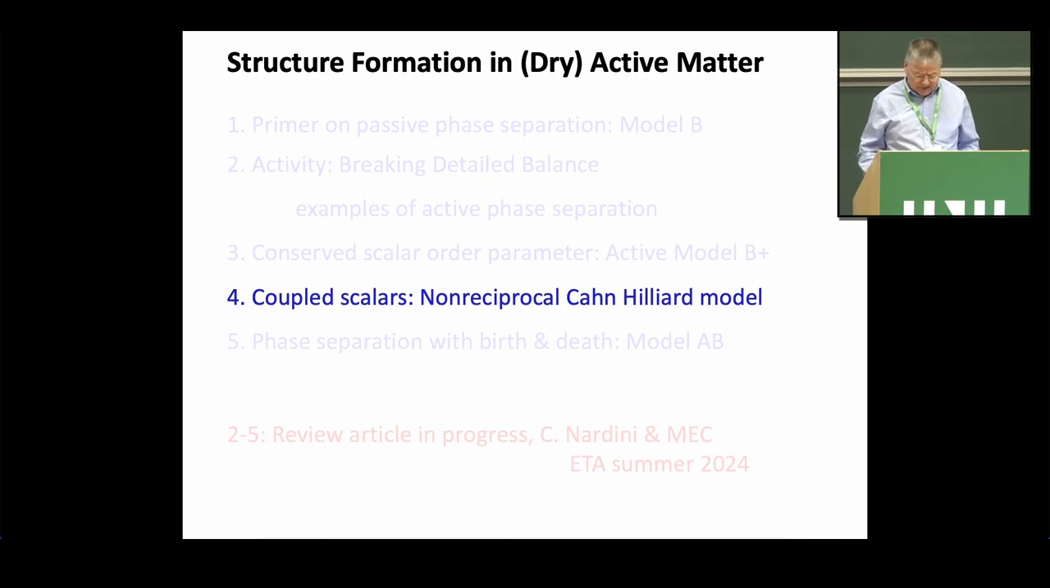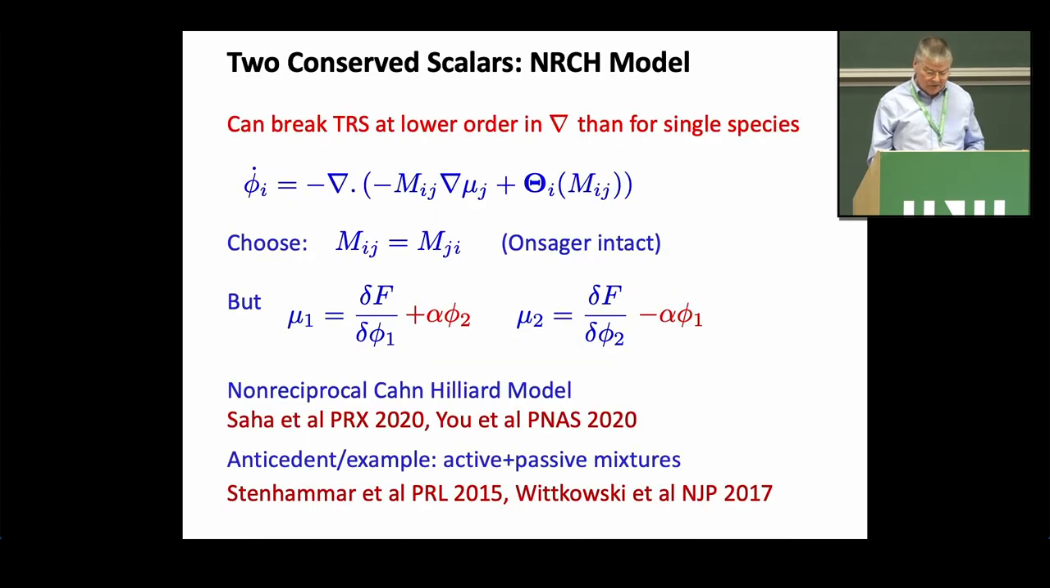Okay, next. Let's take two scalars. Actually, two scalars is easier than one because the first terms to break time reversal are at lower order than those zeta or lambda terms. So there's my equation. I've got a matrix Mij, gradient of something that I'm calling a chemical potential.